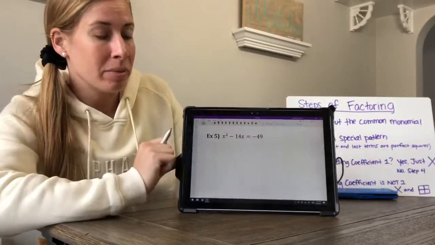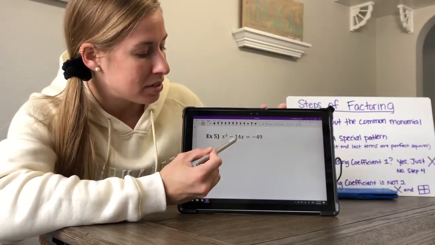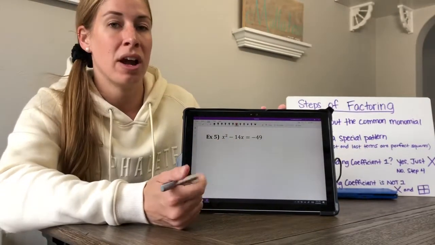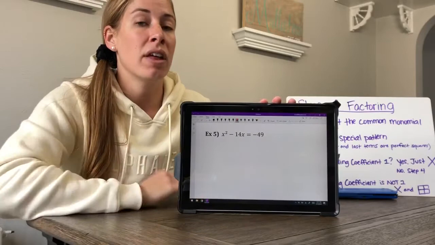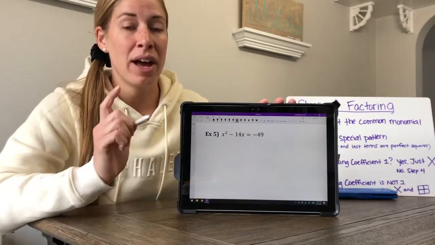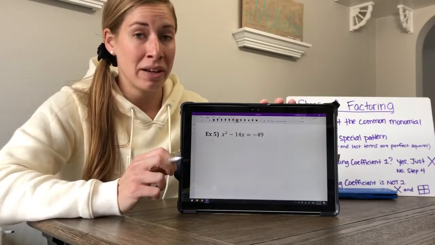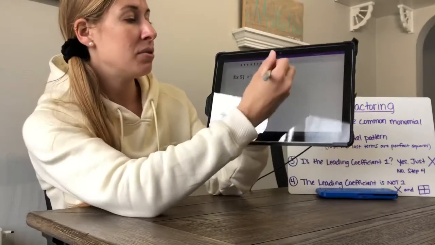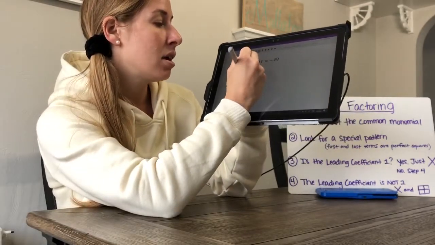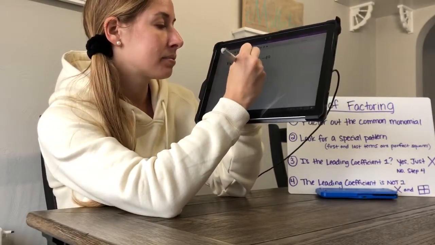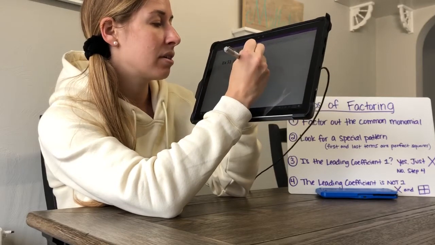This one looks a little bit different. x squared minus 14x equals negative 49. So on all the other ones, they were set equal to 0. So you do have an additional step before you can begin factoring. First, you need to add 49 to both sides so that it is set equal to 0.